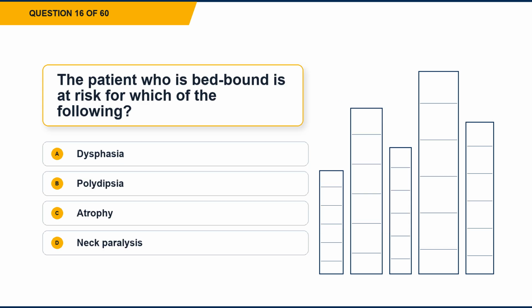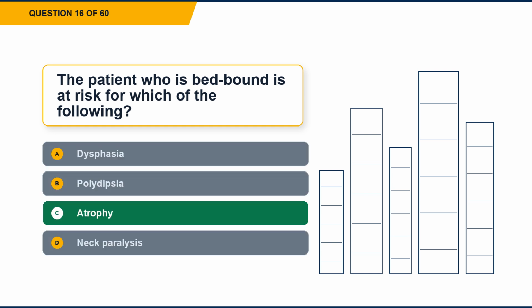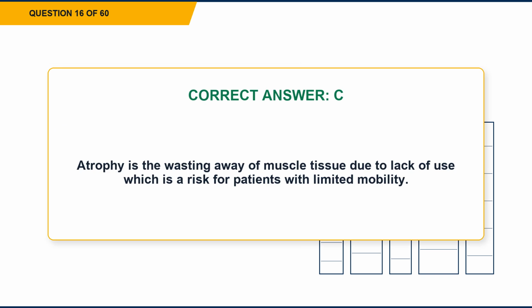Question 16. The patient who is bedbound is at risk for which of the following? Option A, dysphagia. Option B, polydipsia. Option C, atrophy. Option D, neck paralysis. The correct answer is option C, atrophy. Explanation: atrophy is the wasting away of muscle tissue due to lack of use, which is a risk for patients with limited mobility.